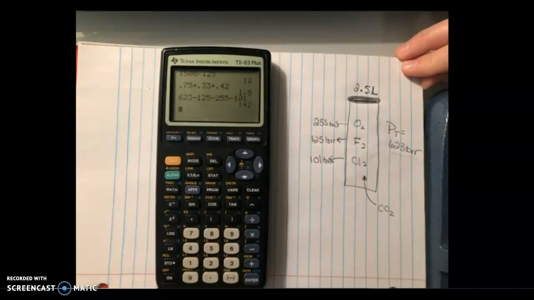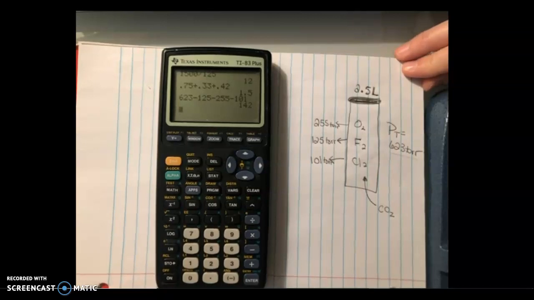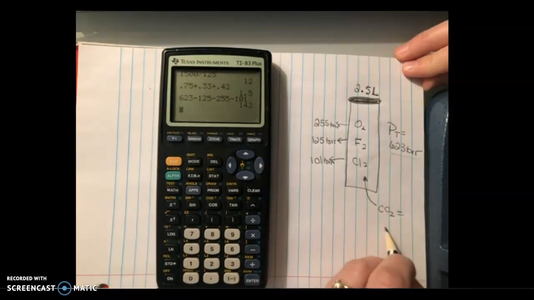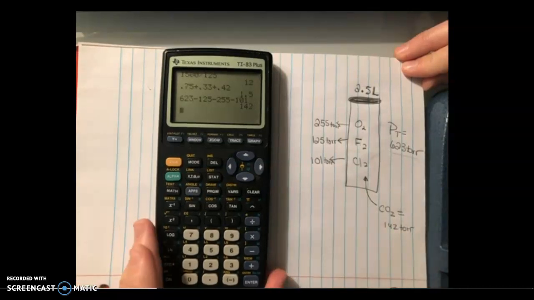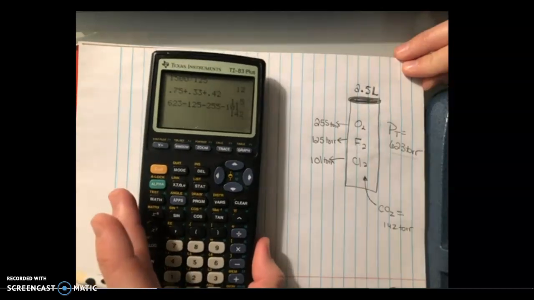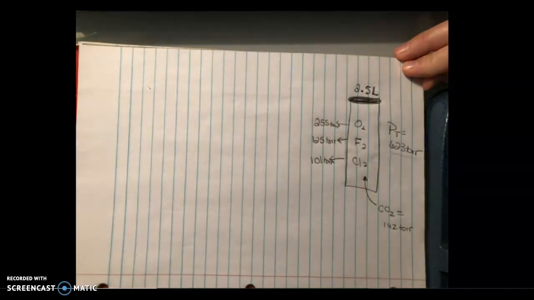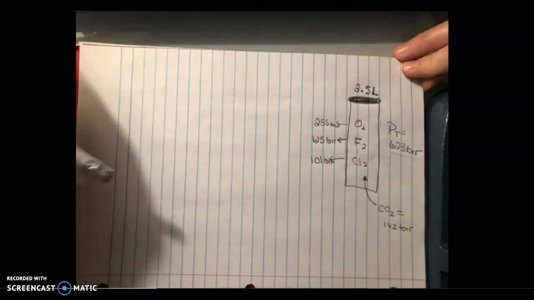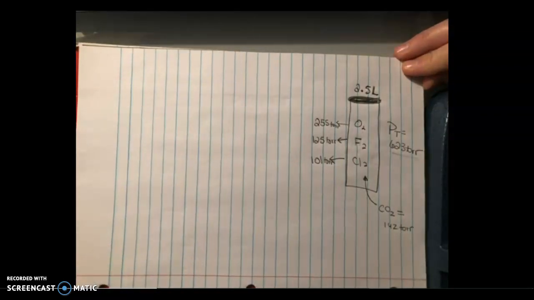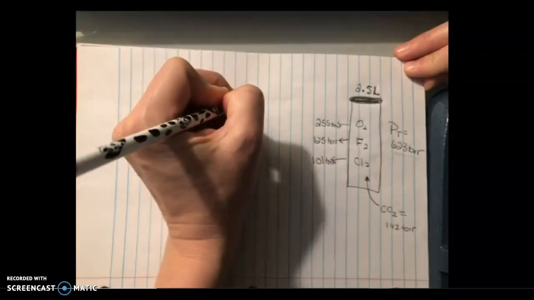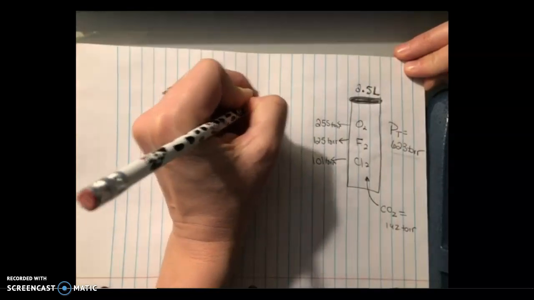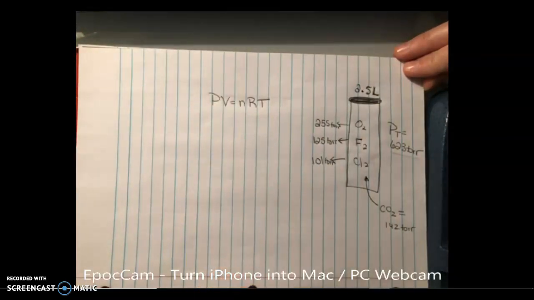And I end up with 142 torr. That will be the contribution that carbon dioxide is going to make. And the question is, how many moles of carbon dioxide was added? So anytime you hear moles, you got to be thinking potentially stoichiometry or ideal gas. Now this isn't a chemical reaction, so we're going to use the ideal gas equation to figure out how many moles that is.